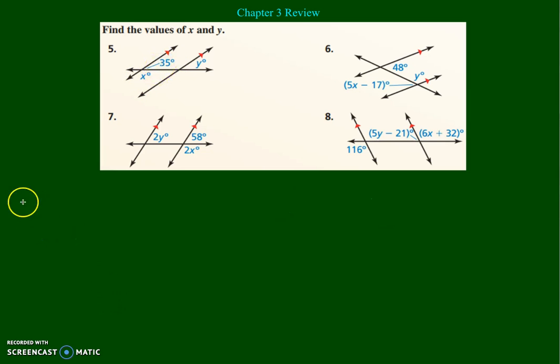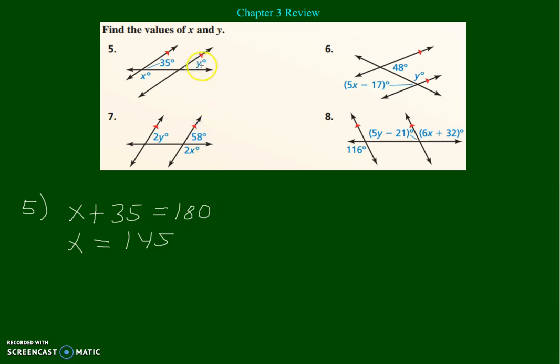And so for number 5, we have x plus 35 equals 180. We're going to use the subtraction property of equality to subtract 35 from both sides, and x equals 145.